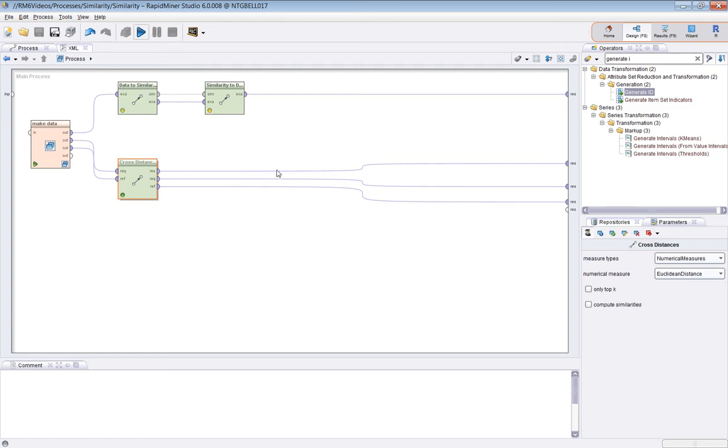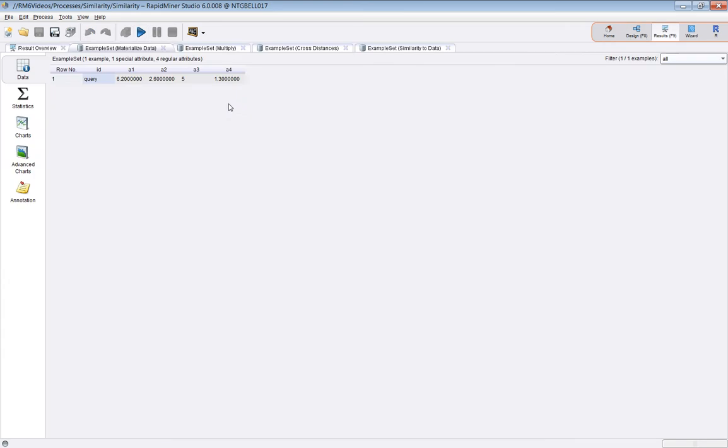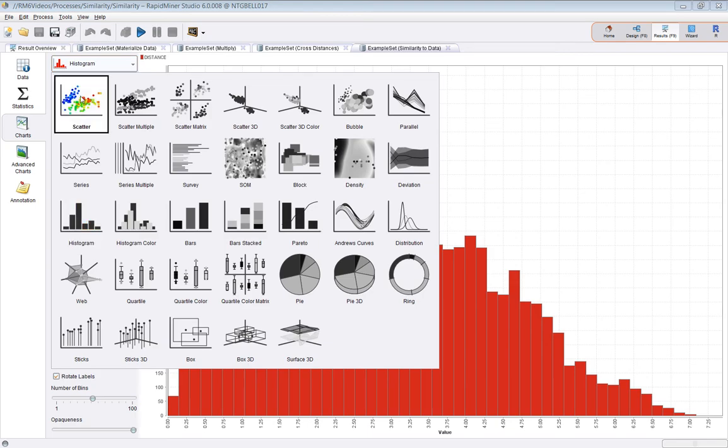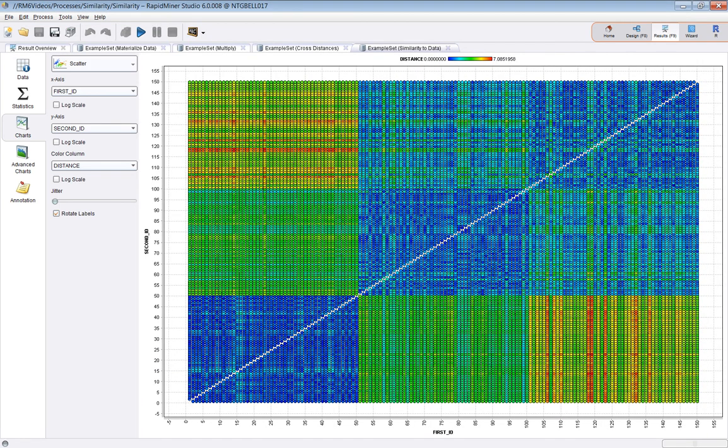So obviously for fun, let's just run this one more time and look at the nice picture of the similarity data output, which is this one here, plotted using a scatter diagram. How lovely.